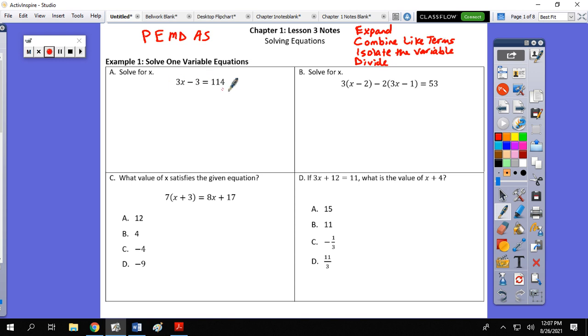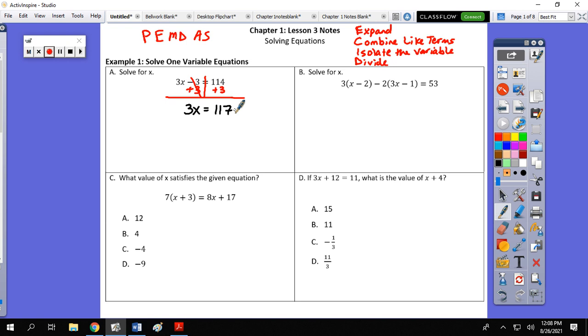We don't have anything to expand. We don't have anything to combine like terms. We simply need to isolate the variable. So right now, x is not alone on the left side of the equation. We need to get rid of the minus 3. Well, to get rid of minus 3, we simply add 3 to the left side of the equation. Now, in order to keep the equation balanced, we have to do the same thing to the right side of the equation, which would give us 3x equals 117.